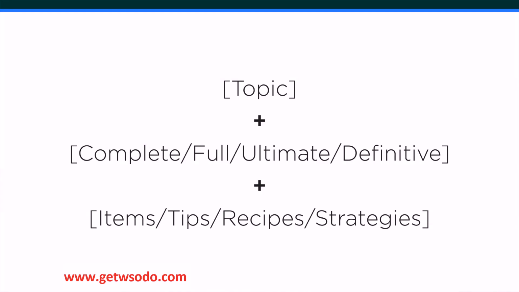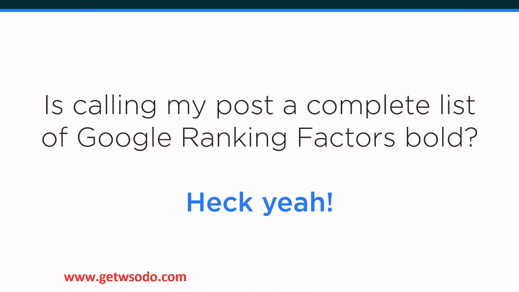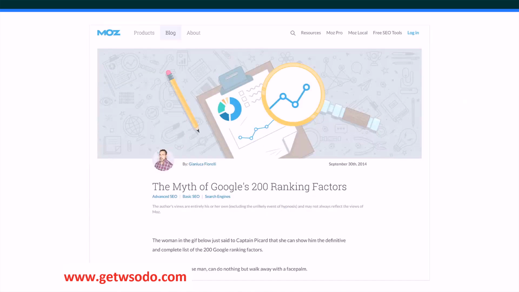If you want to focus on the fact that your list is comprehensive, here's the title formula I recommend. For example, the title for my Google Ranking Factors post is Google Ranking Factors, the complete list. So for this title, I focused on the fact that my list was comprehensive. Is calling my post a complete list of Google Ranking Factors bold? Heck yeah, it is. In fact, lots of people wrote about how I shouldn't have called my post complete, which led to even more traffic to my site.